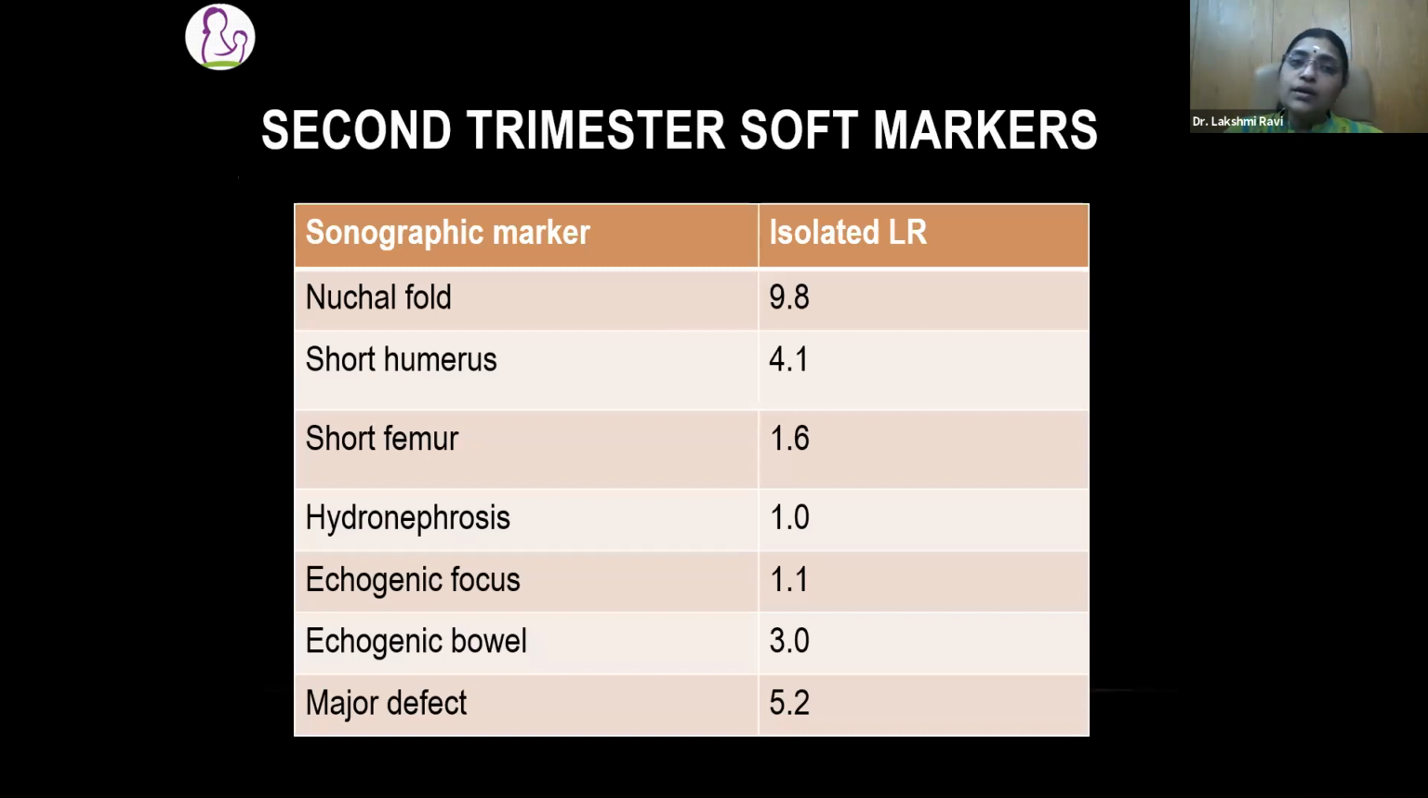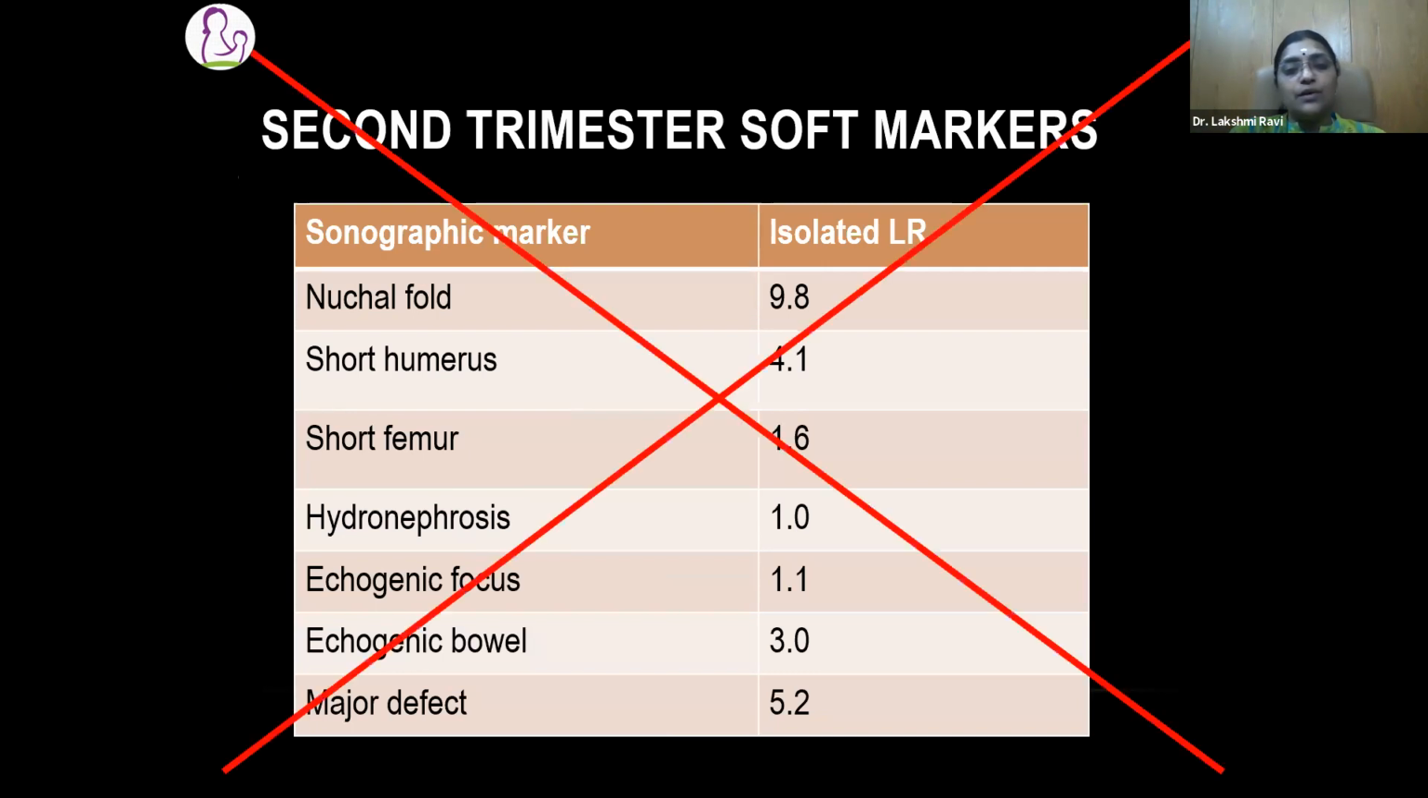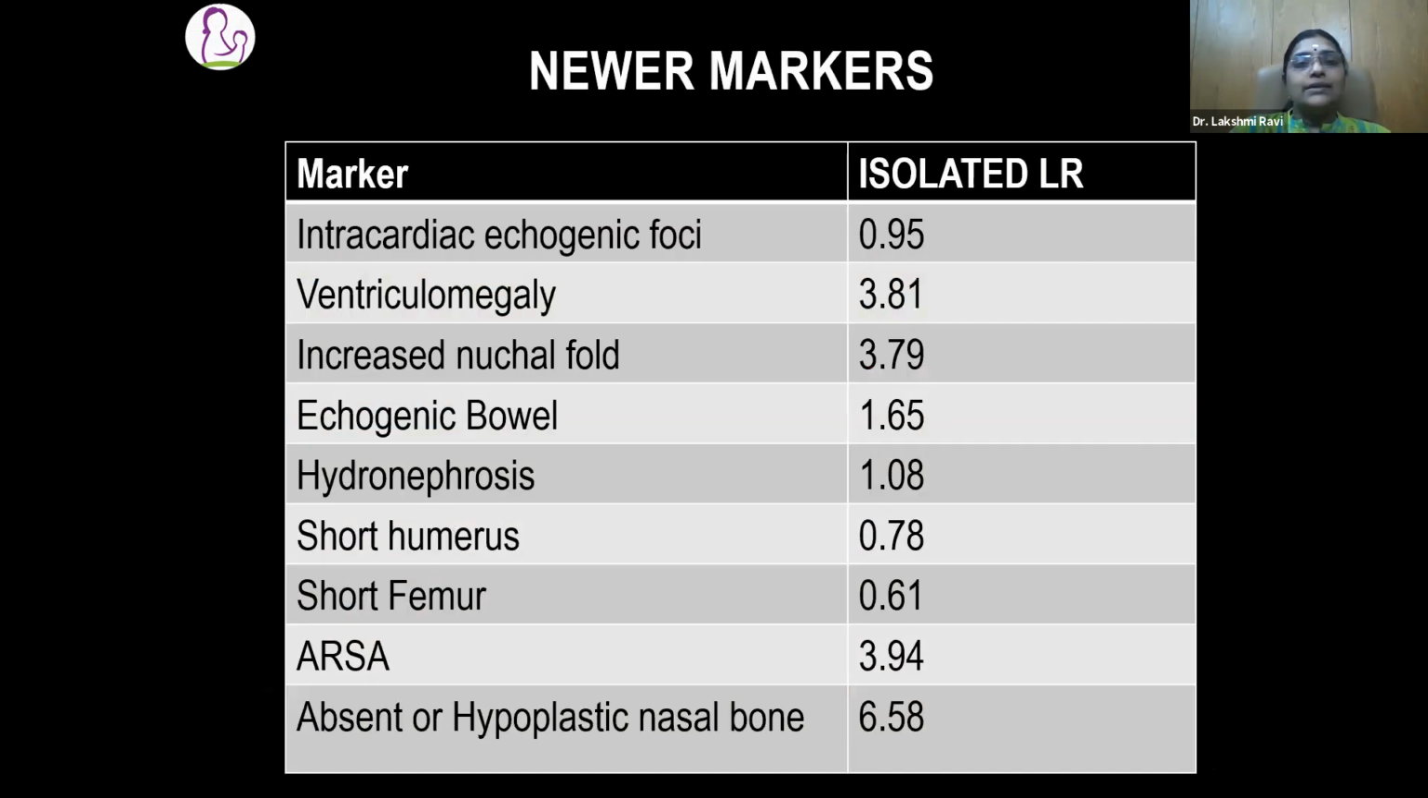So these were the older soft markers and the likelihood ratios, where they said that the nuchal fold actually had a high risk for Down syndrome. But please do understand that this list, the nuchal fold, short humerus, short femur, hydronephrosis, echogenic foci, echogenic bowel, major defect, these risk likelihood ratios are totally outdated. We have a new list by Agathokleous, and these are the newer markers which are now included in the mid-trimester ultrasound scan.